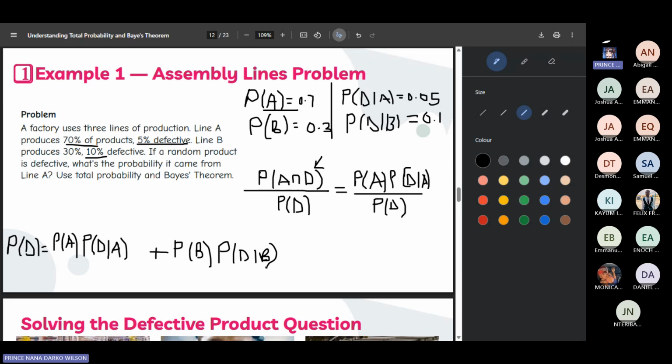Good. So now from what we can see here, the probability of A is 0.7, and the probability of a defective coming from A is 0.05. So that's going to be 0.7 multiplied by 0.05. And then we add that to the probability of the defective product coming from B. And that's just going to be the probability of picking B, as you can see here, 0.3. And then we multiply that by the defective coming from B, which is 0.1.